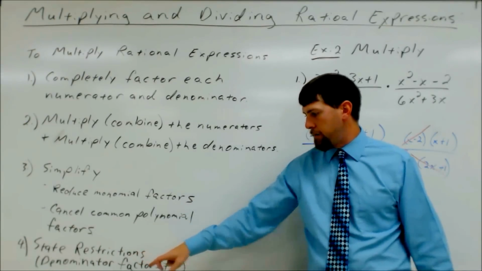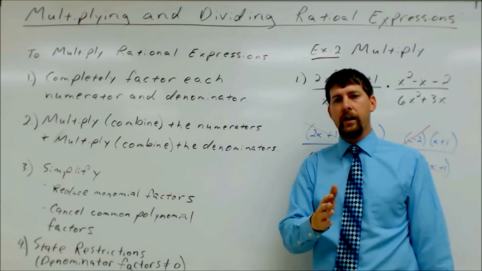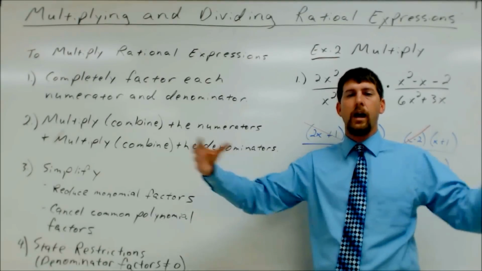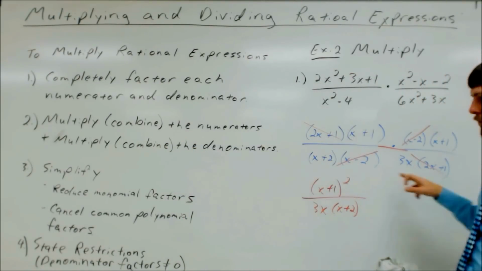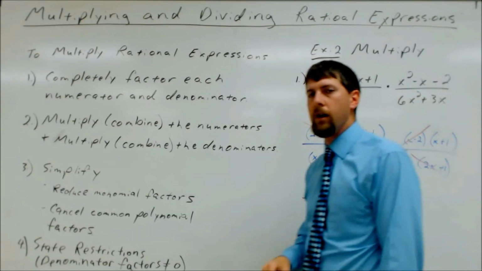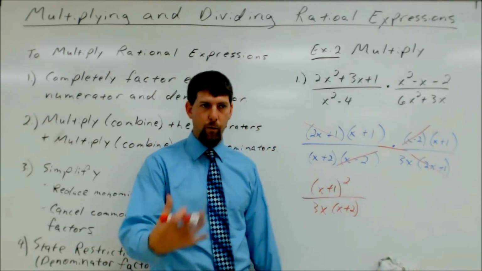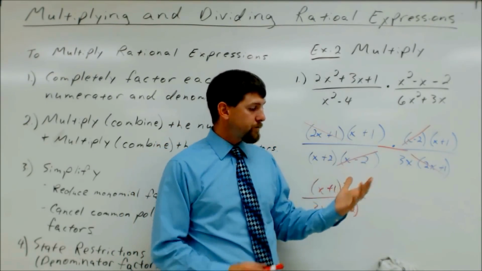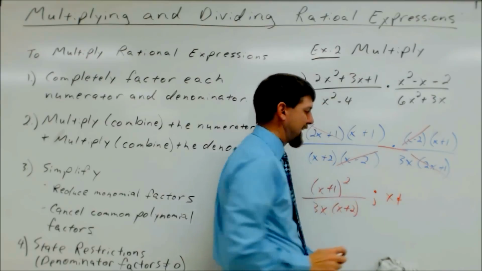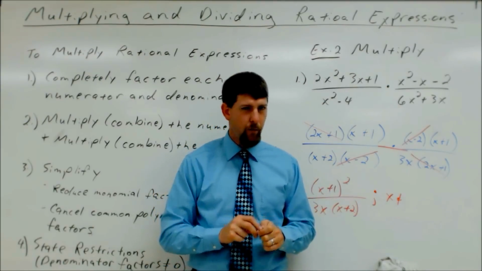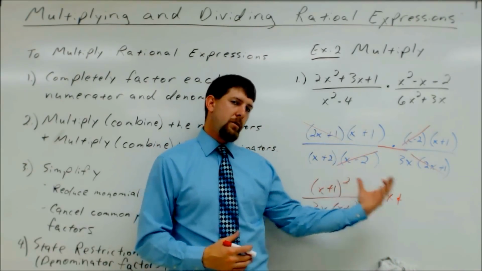It's anywhere that the denominator factors would equal 0. And we remember that from the zero product property. If one factor of a product is 0, then the entire expression is equal to 0. So, anytime one of these numbers, one of these factors would equal 0, then it would make the entire denominator equal 0. It makes the entire expression undefined, and we don't want that. So, we're going to state our restrictions. So we have to state what things x cannot equal.